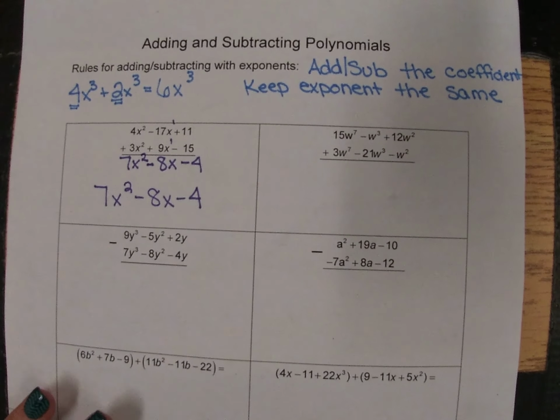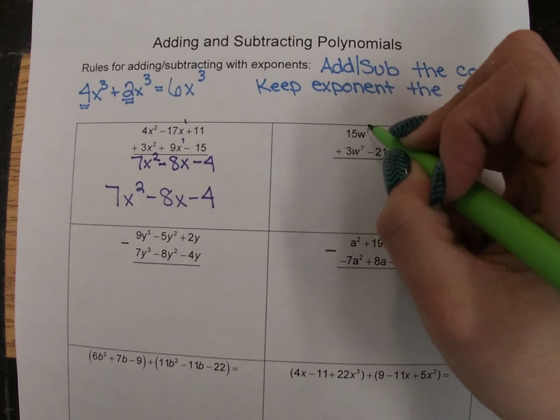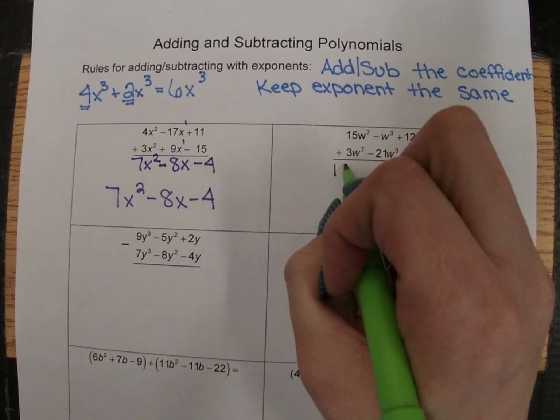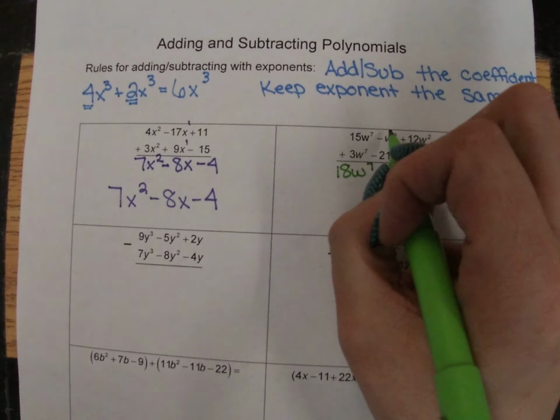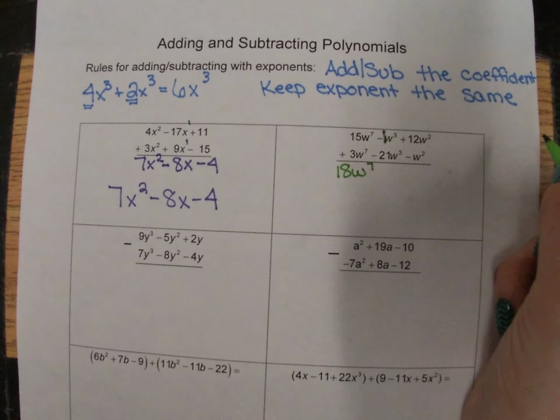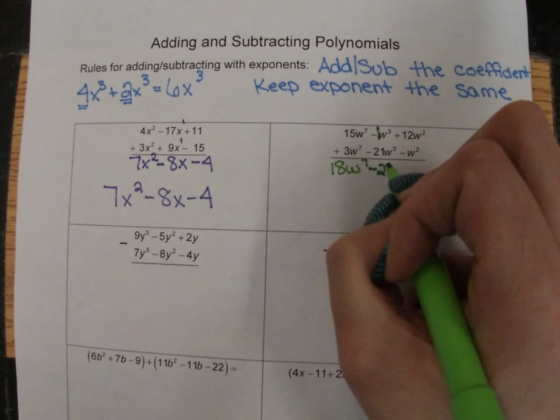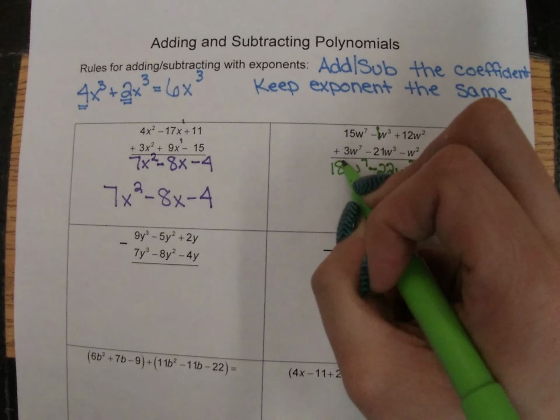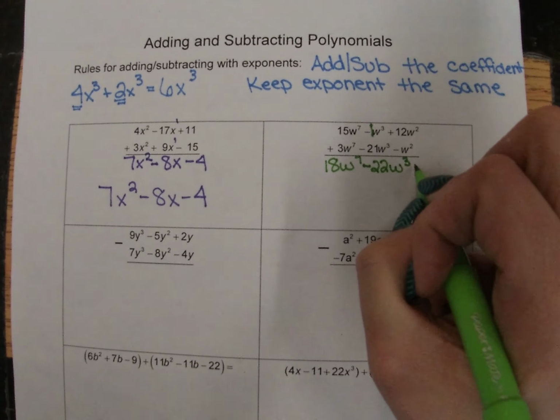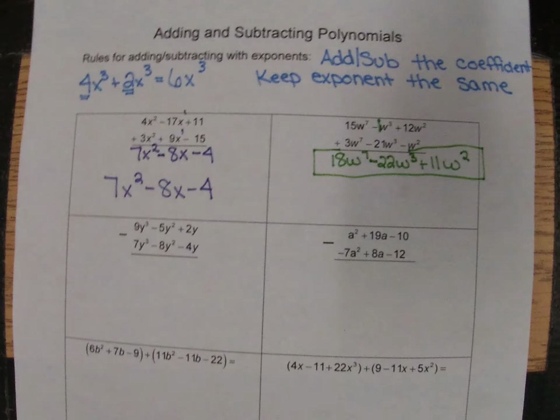When we look at our next one, we have the same idea, just making sure that we can combine like terms. So 15w to the 7th plus 3w to the 7th will give us an 18w to the 7th. We have a negative w to the third, so that's a negative 1w to the third plus a negative 21w to the third. A negative 1 plus a negative 21 will be a negative 22, and again our exponent is staying the same. And a 12w squared plus a negative w squared will give us a positive 11w squared. And that is our final answer.